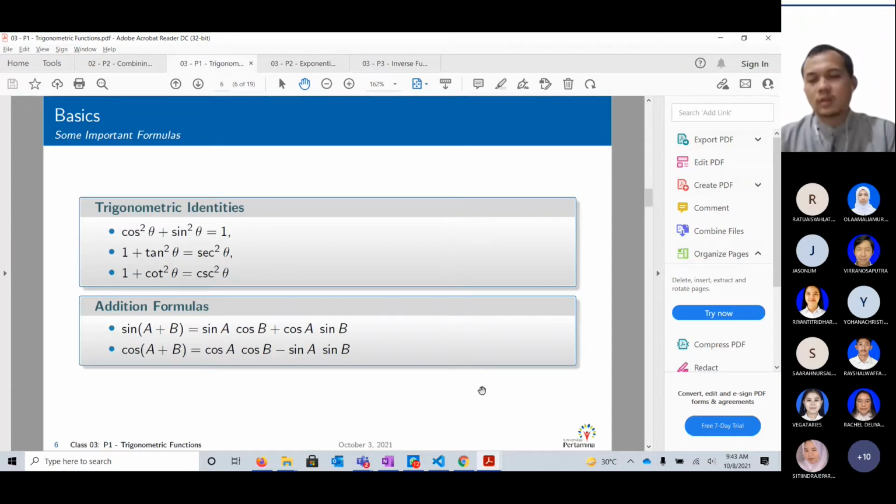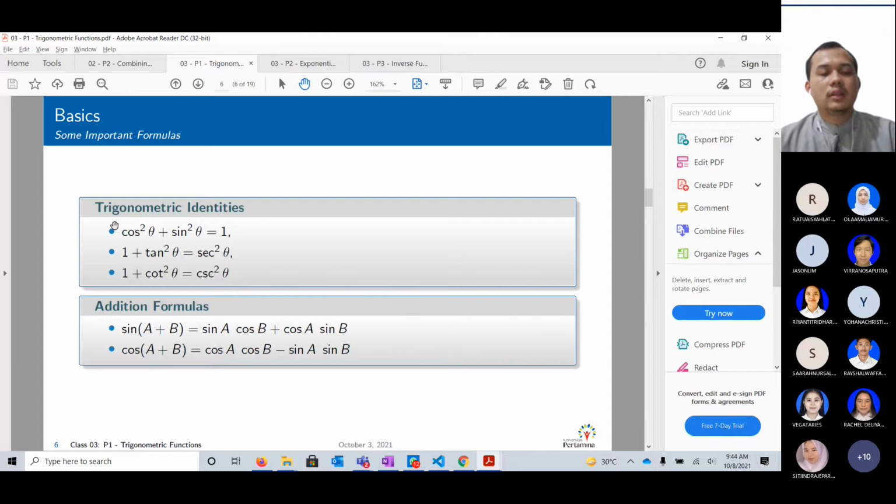And now I will explain some important formulas. For example, trigonometric identities. We have cosine squared of theta plus sine squared of theta equals 1, and 1 plus tan squared of theta equals secant squared of theta. 1 plus cotangent squared of theta equals cosecant squared of theta. For the second one and the third one, we can actually obtain them from the first one.